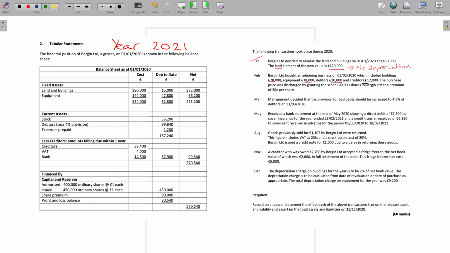Then we have liabilities, so creditors, 12,000. The purchase was discharged by granting the seller 100,000 shares at a premium of 20 cents per share. So if we give them 100,000 shares at €1 each, that's going to be liabilities of 100,000, and then if we're giving them a share premium at 20 cents per share, 20 cents at 100,000 is 20,000. So those are all the figures that we are going to have to use.